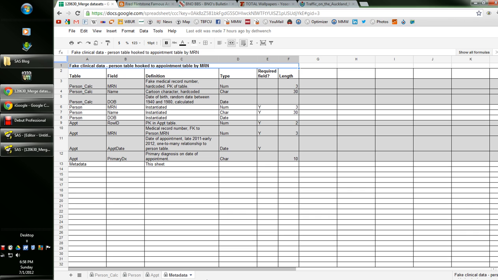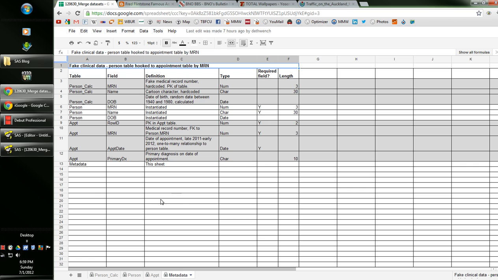You can go here on my blog. You've got the calculation page. I actually hard coded the MRN so we could follow a few MRNs through the table that we could remember. Hard coded the cartoon name and calculated date of birth between 1940 and 1980, and then instantiated it over here. I just want to call attention to medical record number is a required field here. It's a primary key, so that's all unique. Everybody gets their own medical record number. And also name, it's a required field. It can be the same as others, but it's required.